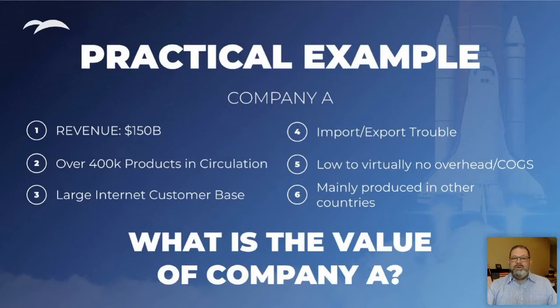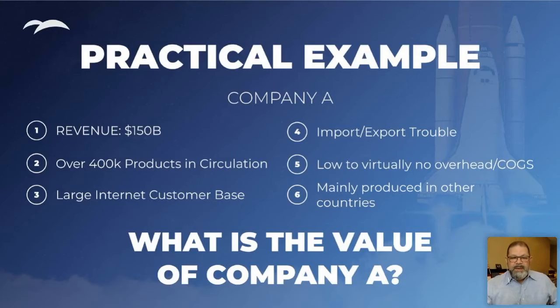They have low to virtually no overhead, so their cost of goods sold is very low. A lot of it is administrative and transportation costs, and it's mainly produced in other countries. So what would anyone declare the value of Company A to be?